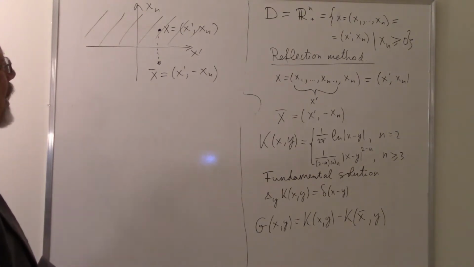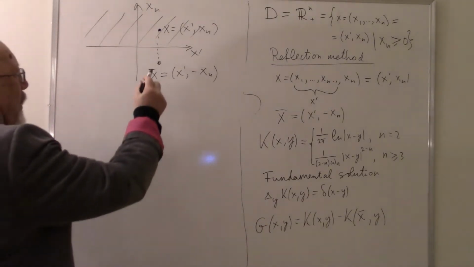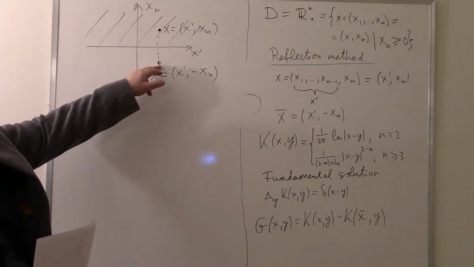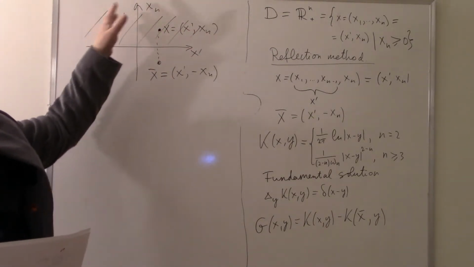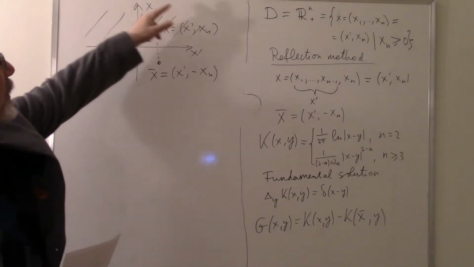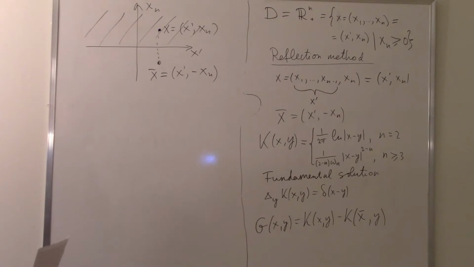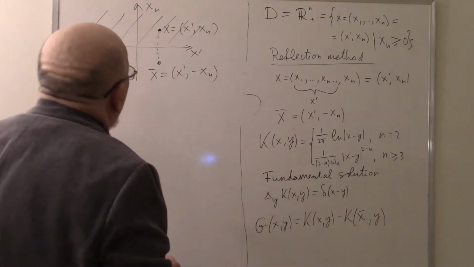And k of x bar, y has a singularity at the point x bar, but x bar is beyond our domain, the upper half space. So inside this domain, this function k of x bar, y is harmonic.